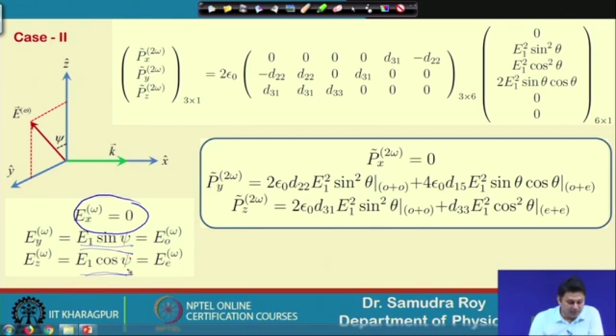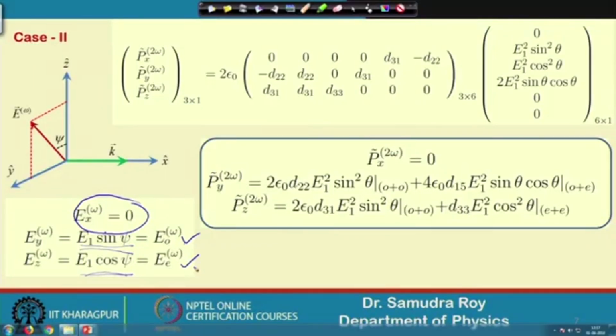Now, you need to be careful enough to write this component in terms of ordinary and extraordinary, because along y direction we mention it should be an ordinary wave. So, I write this E 1 sin phi as a component that is generating ordinary wave, and the other component, which is along z direction, should be the extraordinary wave. That issue we have already discussed in our previous slides, that if the electric field is along z direction, it is an extraordinary wave. So, here the z component is the extraordinary wave.